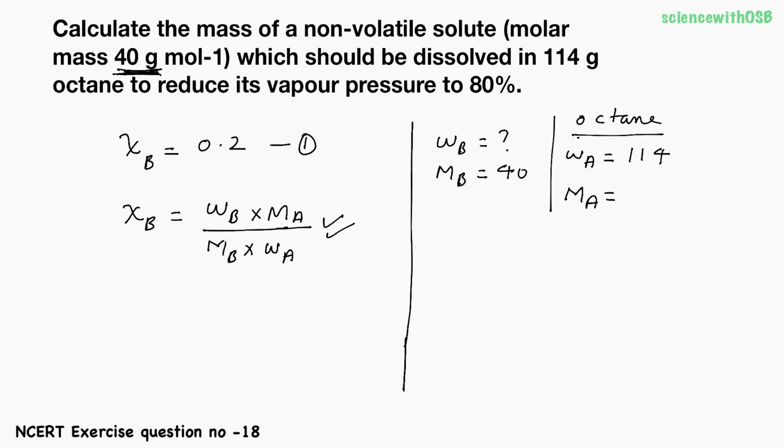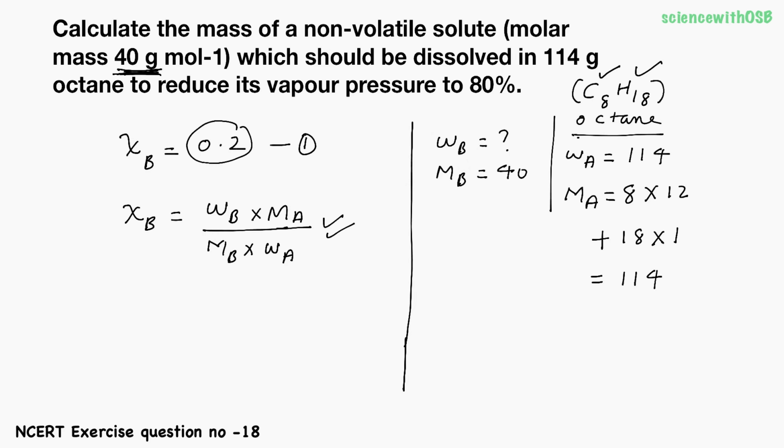For that you must know the molecular formula of octane. It is C8H18. So what is the molar mass? 8 into atomic mass of carbon, which is 12, plus 18 into atomic mass of hydrogen, which is 1. On adding you will be getting 114. Okay. Now substitute all these values.